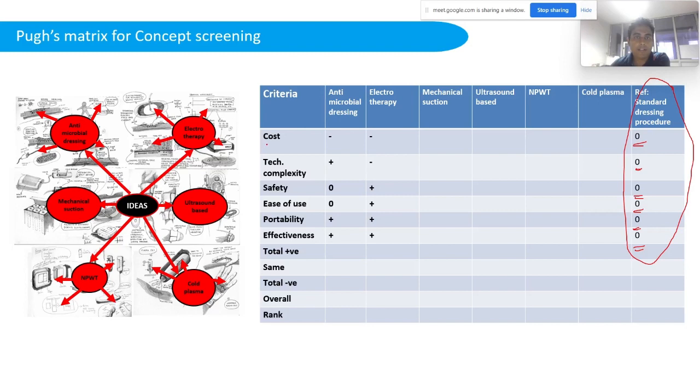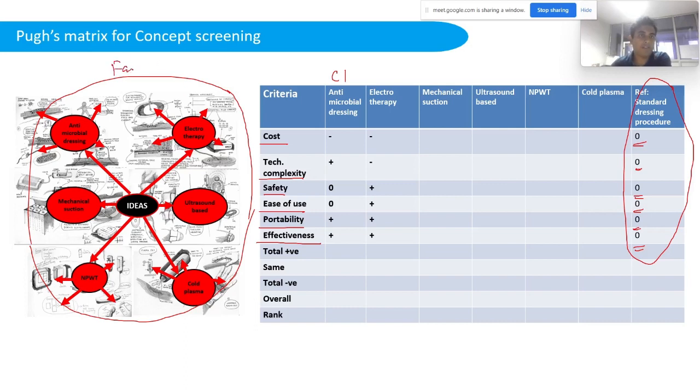And then on the left side of the table we place the various criteria against which we want to compare all the concepts. Okay, so these are various concepts. Antimicrobial dressing is a concept. What we discussed in the last class was that there's a project where we developed a lot of concepts for faster wound healing.